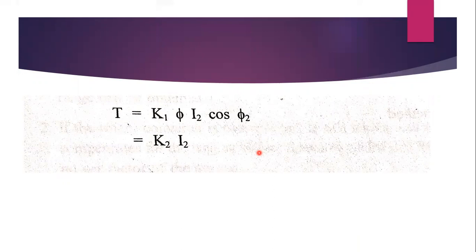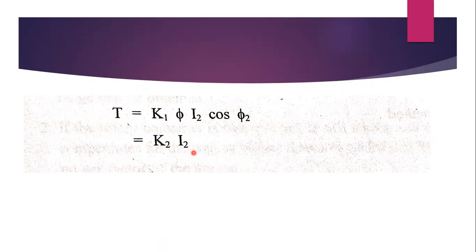Understood? Here the torque equation: torque is equal to K1 into phi into I2 into cos phi2. Cos phi2 is called the rotor power factor. I2 is called the rotor current, and phi is the flux. So then it becomes K2 into I2. Generally K1, phi and cos phi2 are all constant, so the combined constant is called K2. The torque is proportional to the rotor current.